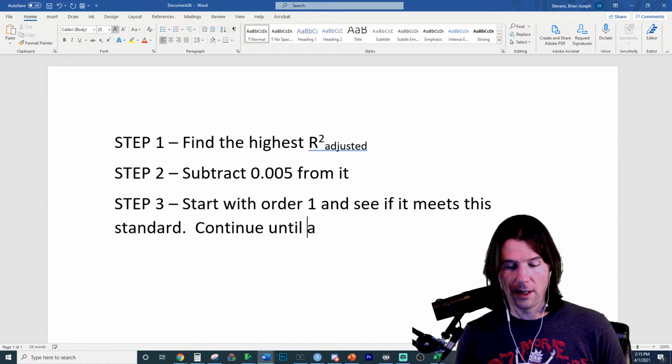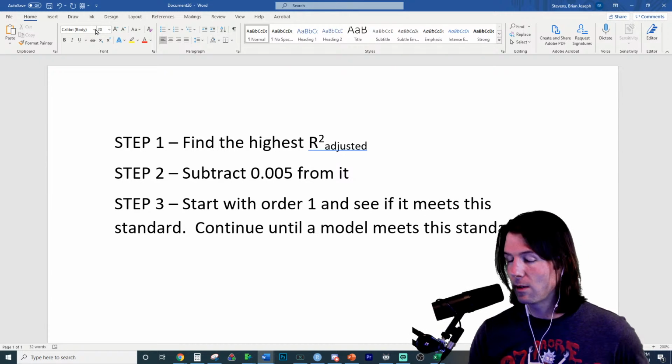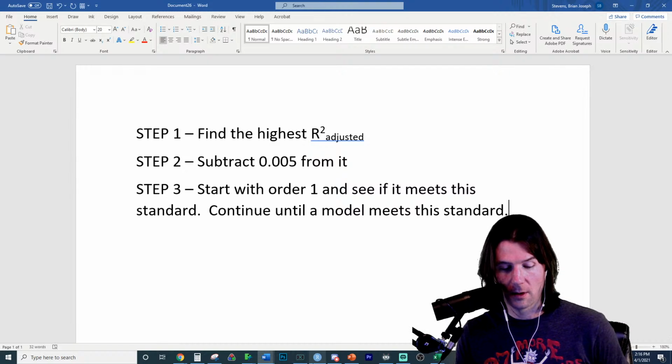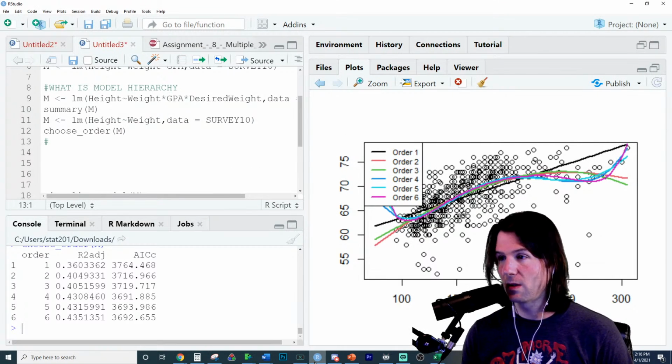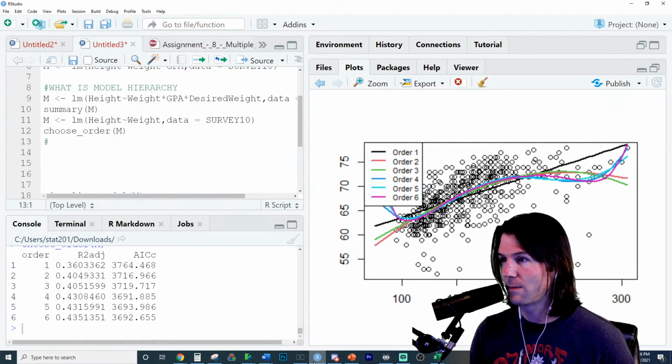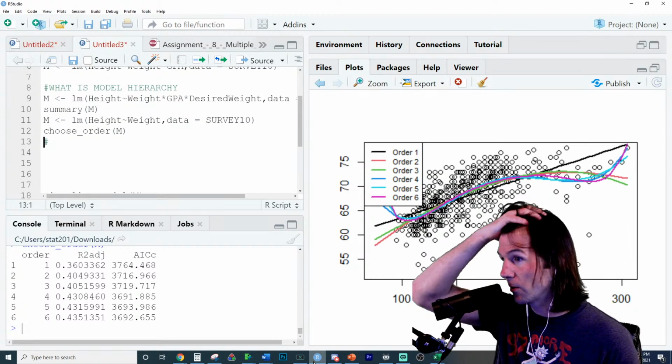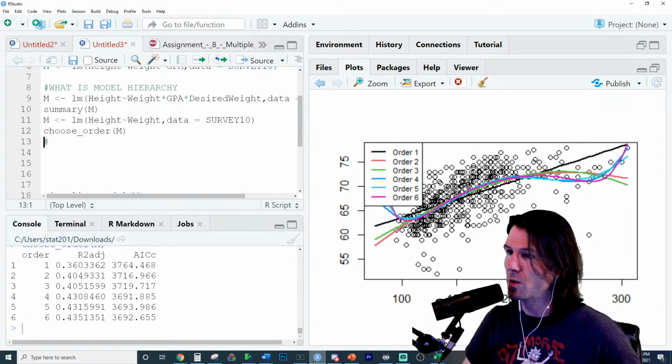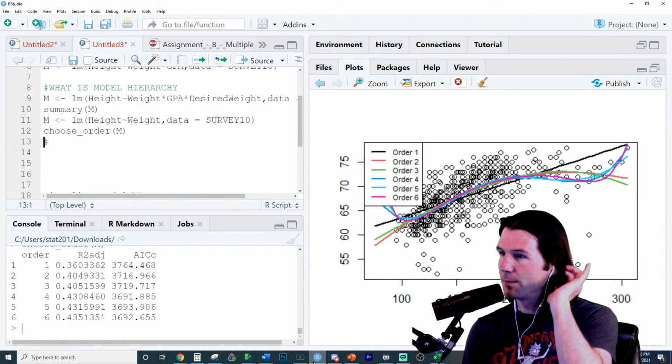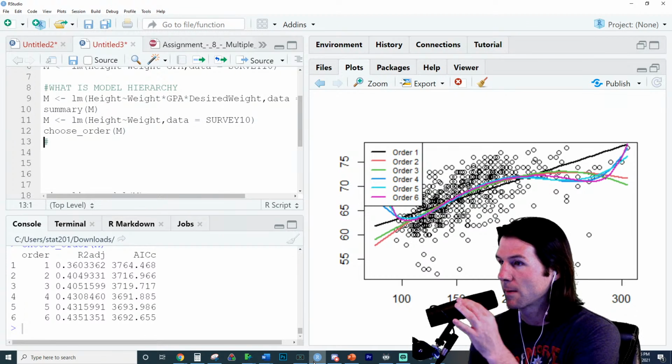Continue until a model meets this standard. Okay, let's do the first step right here. You ready? First step. What is the highest r squared adjusted? Which order has the highest r squared adjusted? So first, and then we're going to think about the polynomial, what it means. And then we're going to talk about model hierarchy with that a little bit here.